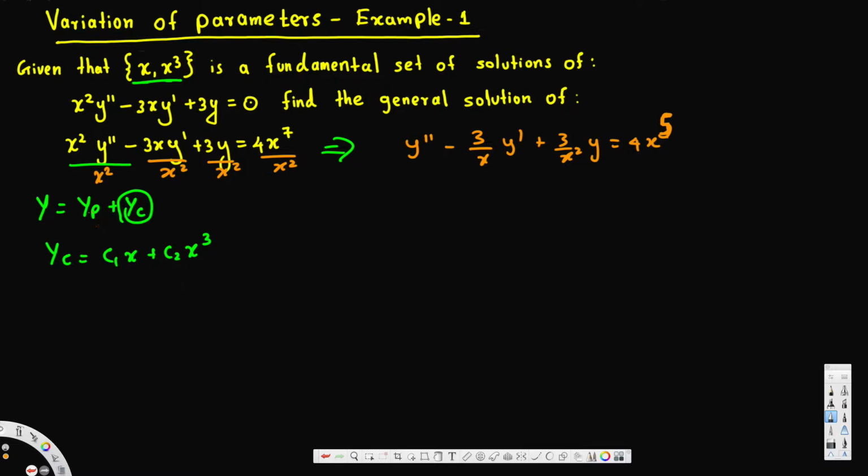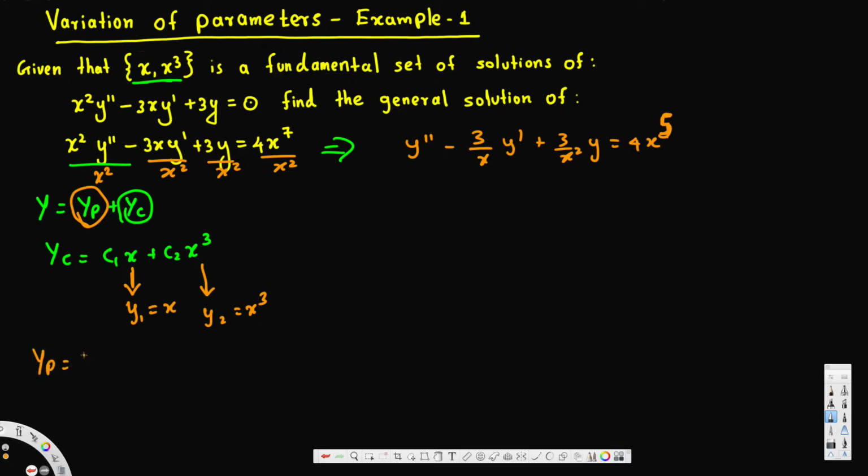Now we have to find out what the particular solution is. That's the only thing we have to do. If we have the complementary solution, it's just a few steps away. This is our y1, the first solution: y1 is equal to x, and y2 is equal to x cube.